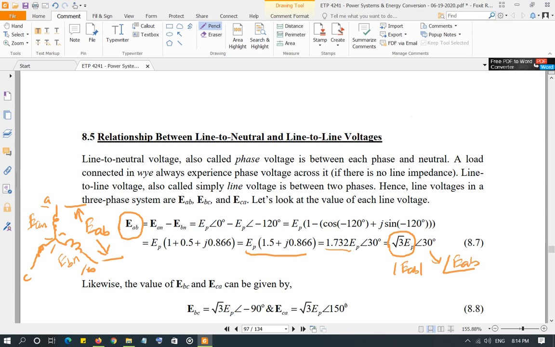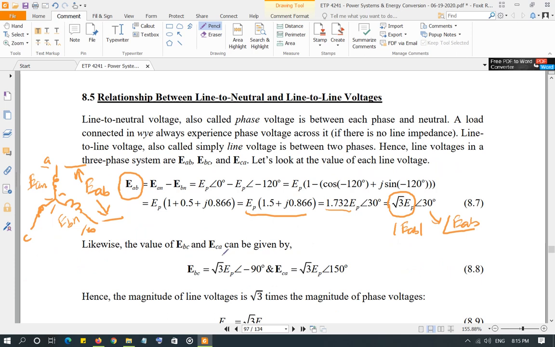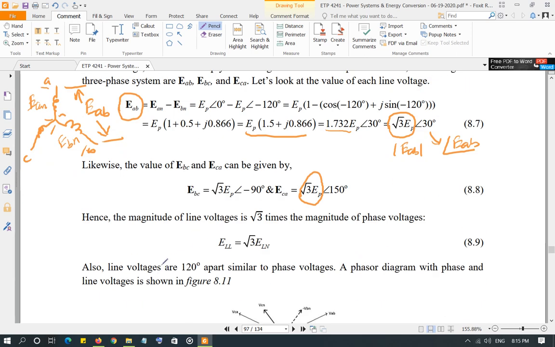Now you can also go ahead and find EBC and ECA in a similar way, and you're going to see that the magnitude of each of the line voltages is exactly the same. That is the square root of 3 times the peak value of the voltage, and the phase is going to be different. The phases will be 120 degrees apart from each other. So this is 30 degrees, this is 150 degrees, and then ECA is going to be right here. ECA is 150 degrees and EBC is negative 90 degrees, and the magnitude is the same right here.